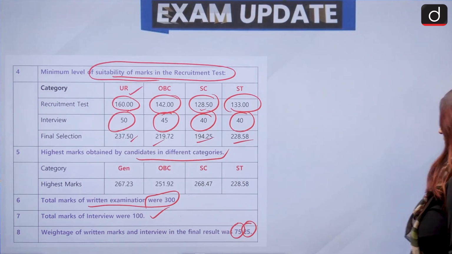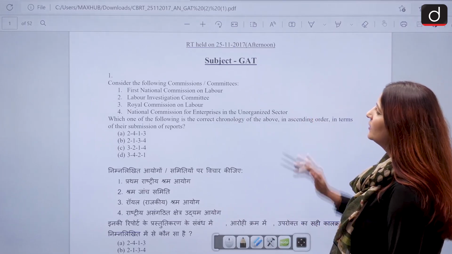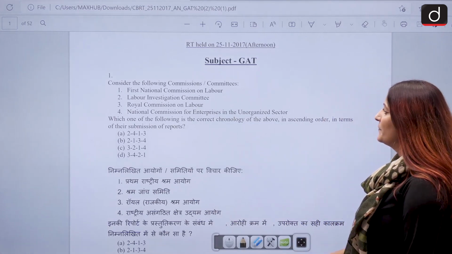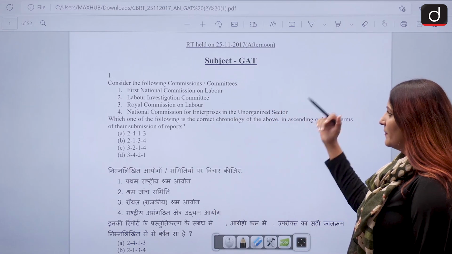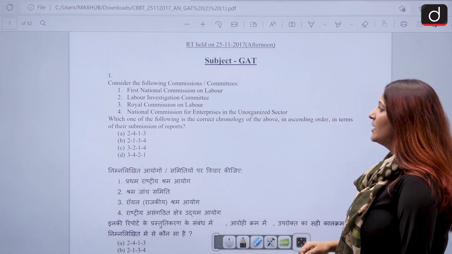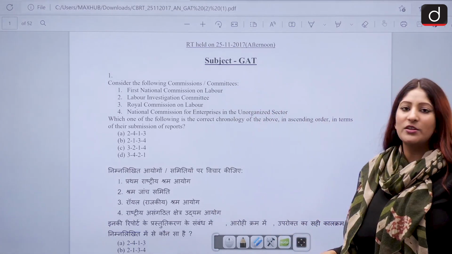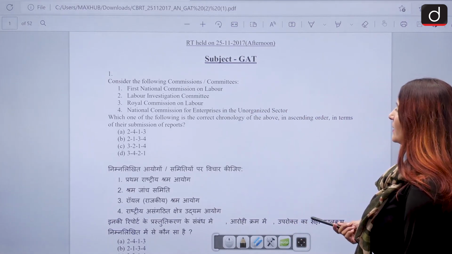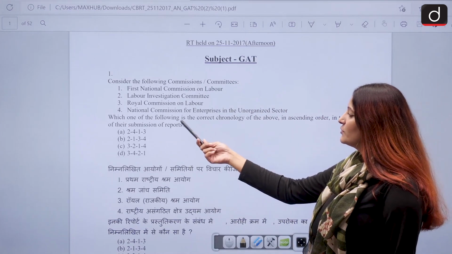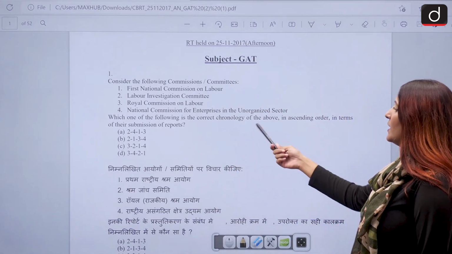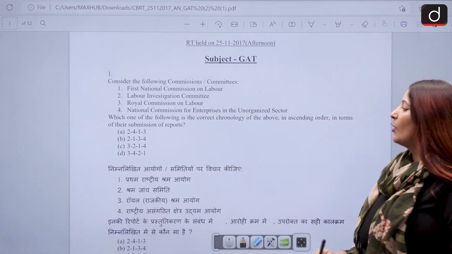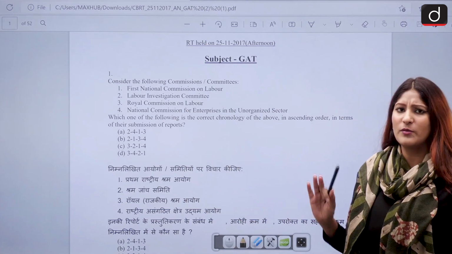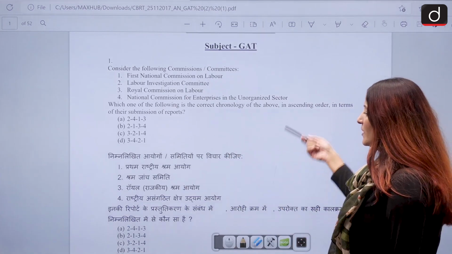Now let us look at our paper that was held in 2017 on 25th November. So consider the following commissions or committees: National Commission on Labour, Labour Investigation Committee, Royal Commission on Labour, National Commission for Enterprises in the Unorganized Sector. We have to choose which one of the following is the correct chronology of the above in ascending order in terms of their submission of report. Of course, the syllabus is different from the UPSC Civil Services examination here.